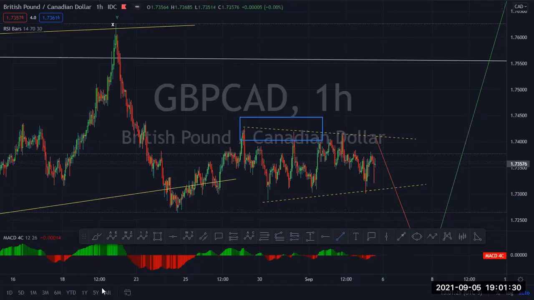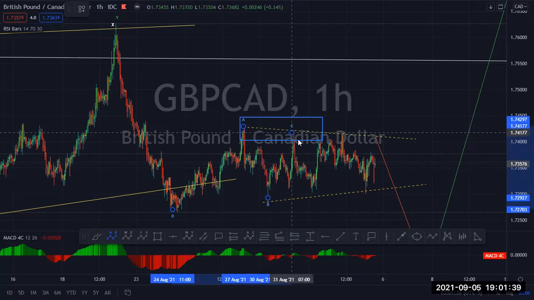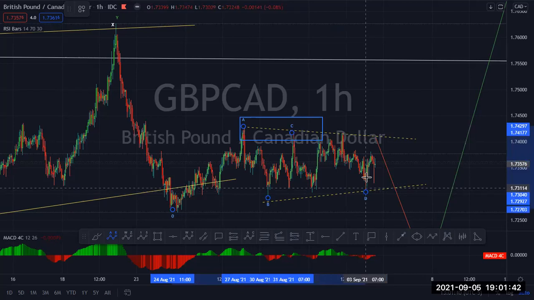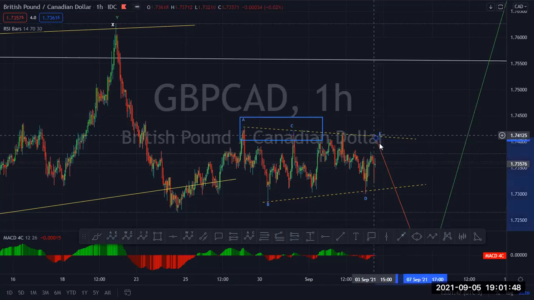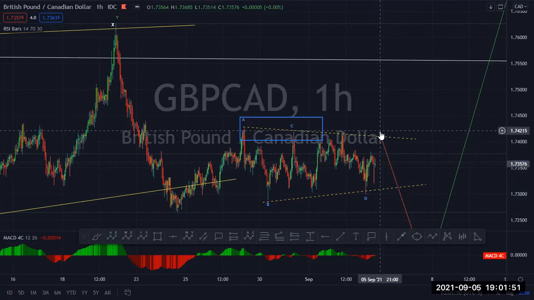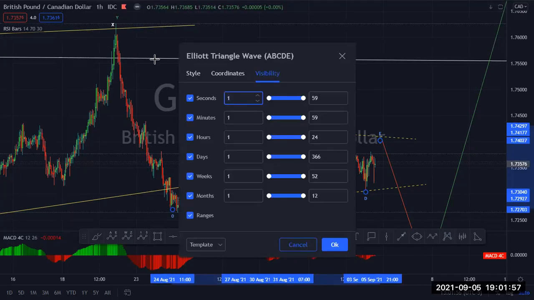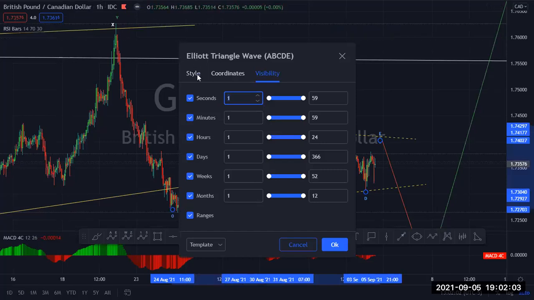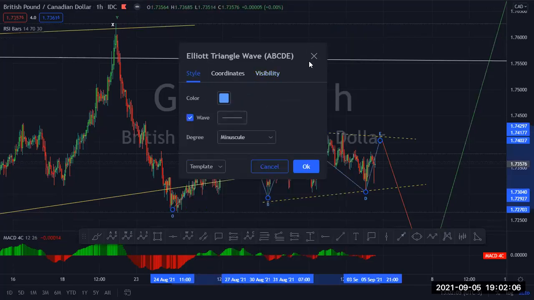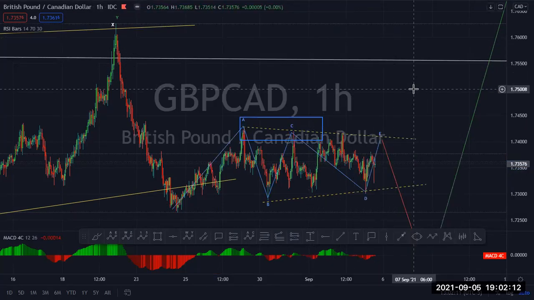So let me label it. I've seen the possibility. This is A, this is B, this is C, this is D, and maybe we're going to have E somewhere here. So I hope if the triangle plays out, it will be a smooth trade. Okay, let me put the lines. So hopefully this triangle plays out. It will be a nice trade.